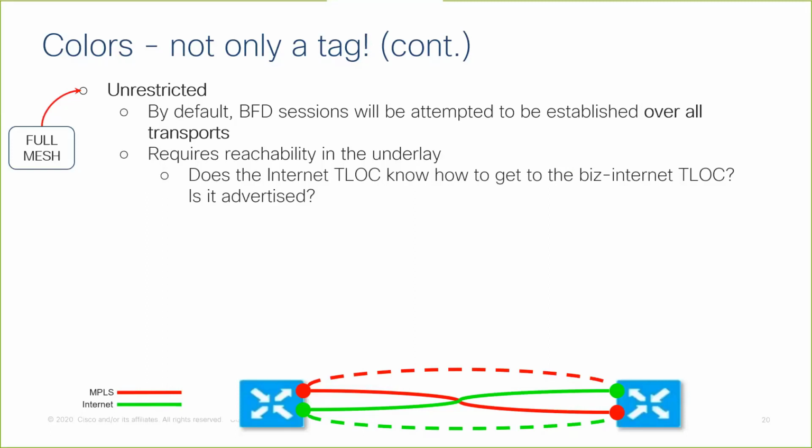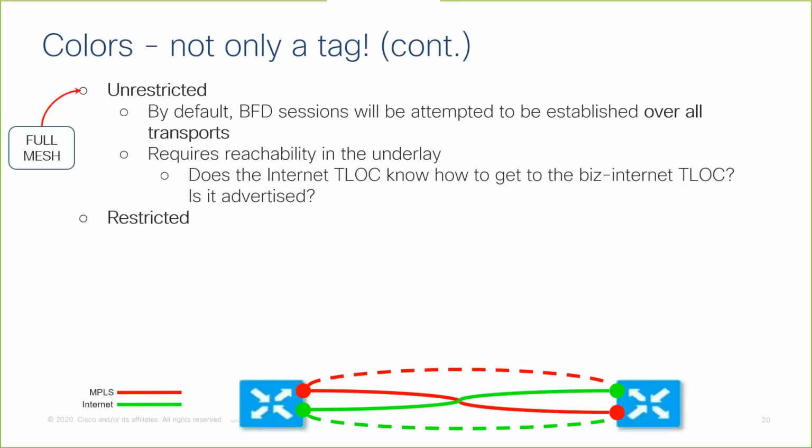So the consideration here is the tunnel scale, because if you form tunnels between different colors, you're going to use up more tunnels, and you have a certain amount of tunnels that each device can handle, depending on what device you have. So you need to consider this for your tunnel scale, but you can also gain some resiliency by using this.